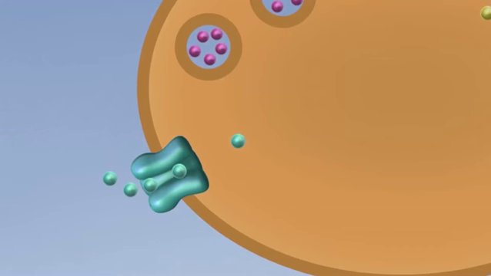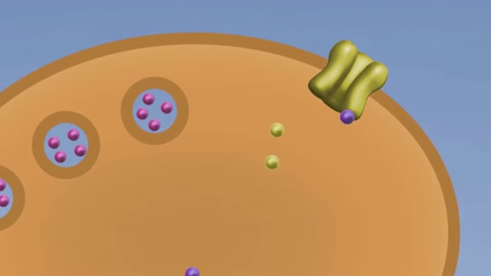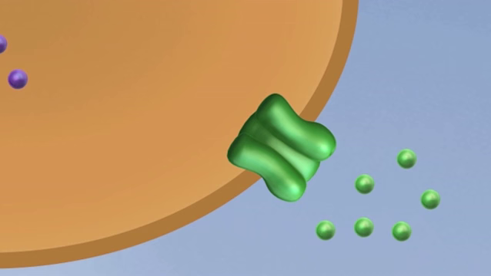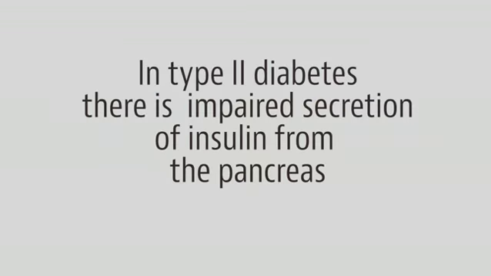So in summary, glucose is pumped into the B cell, and is made into ATP. ATP binds to the KATP channels and causes them to close, leading to an increase in potassium, which triggers calcium channels to open, and calcium rushes into the cell. And this is the trigger for insulin to be released into the bloodstream. In type 2 diabetes, there is impaired insulin secretion from the pancreas.